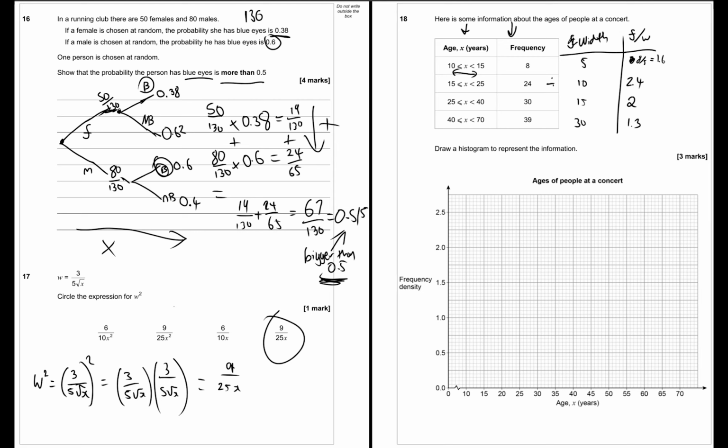Okay, so now we can fill this in. Let's fill in this first one first. Between 10 and 15, which is here down the bottom, what is the frequency density? The frequency density is this column we've worked out. So the first one, the frequency density is 1.6. So we need to go all the way up to 1.6, which is here.